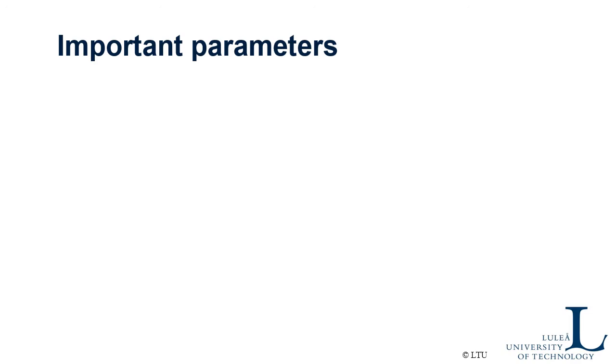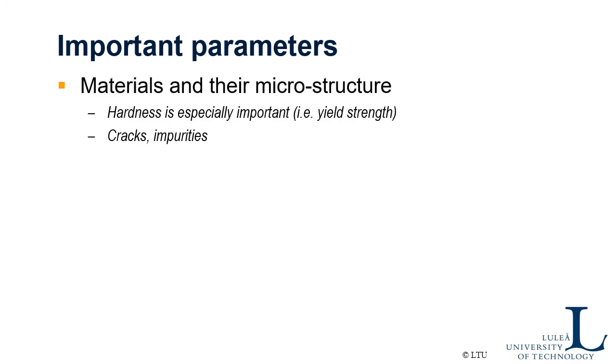Important parameters for wear are the following. So the material, of course, the different types of material and the microstructure of the materials. One parameter that is especially important is the hardness, which is proportional to the yield strength of the material. The stronger the material is, normally the more wear resistant it is. It's also about whether there are cracks in the surface layers, so if you have some impurities in the material where different cracks could start propagating from.